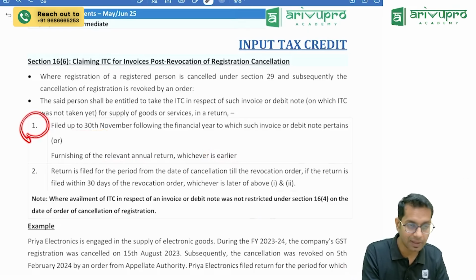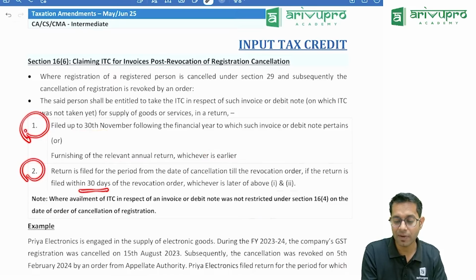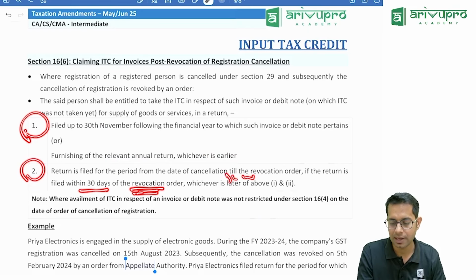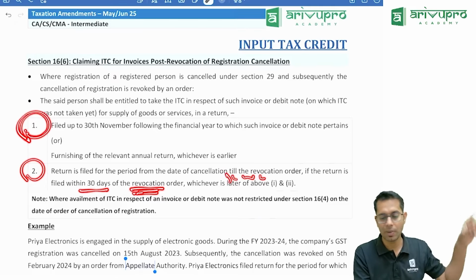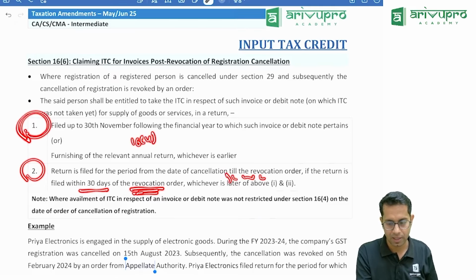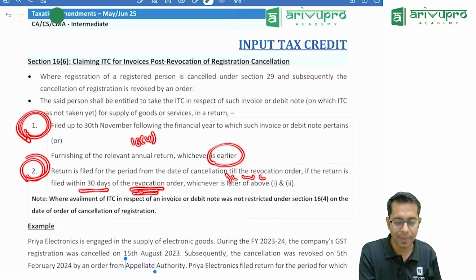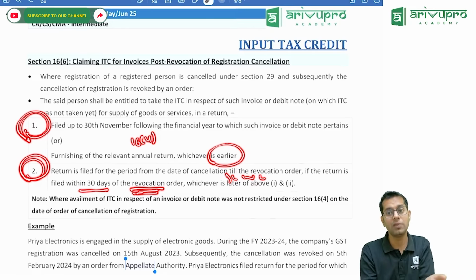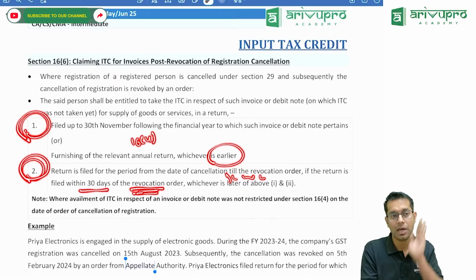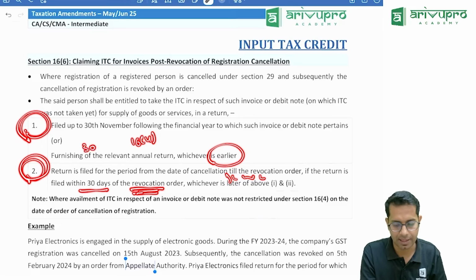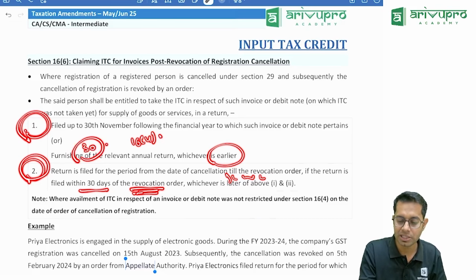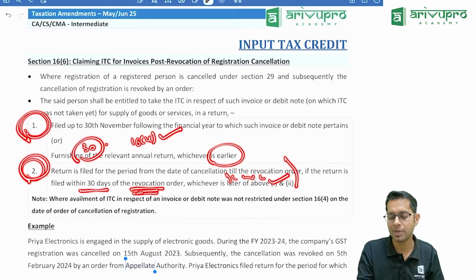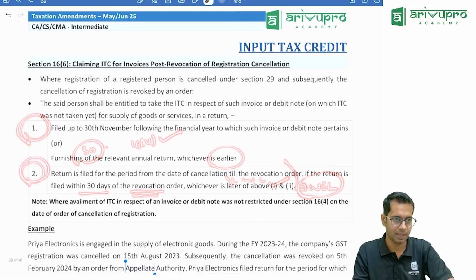Now you compare the normal due date as per 16(4) with 30 days from the date of revocation order. Revocation means whatever date he has told that it is revoked, from there you take 30 days. Now the 16(4) date or 30 days from the date of revocation order, whichever is later, is the last date for taking input tax credit.